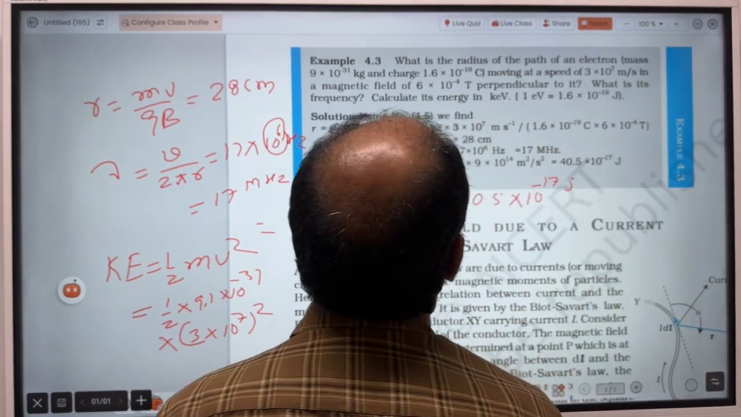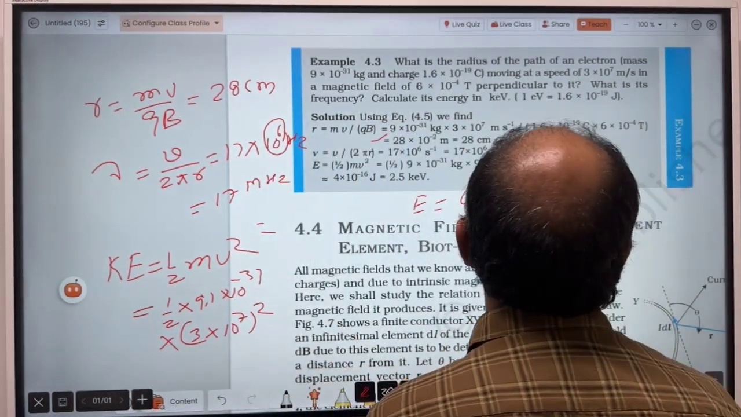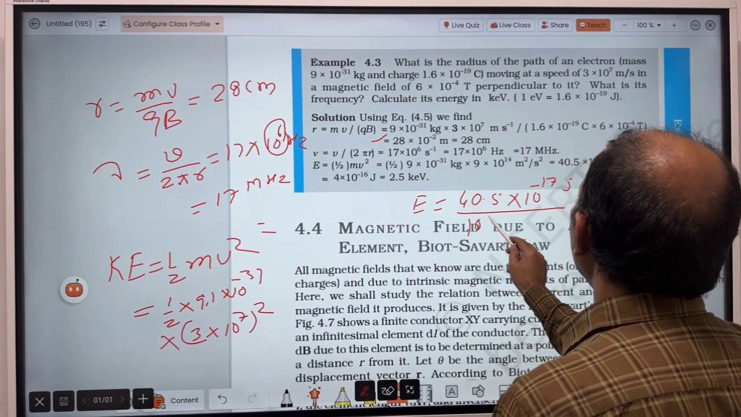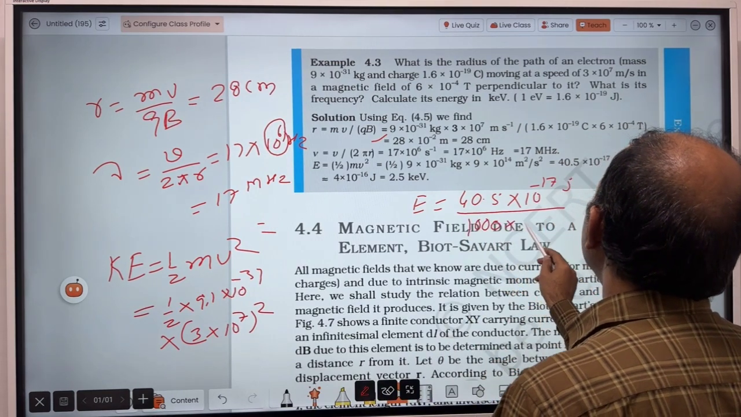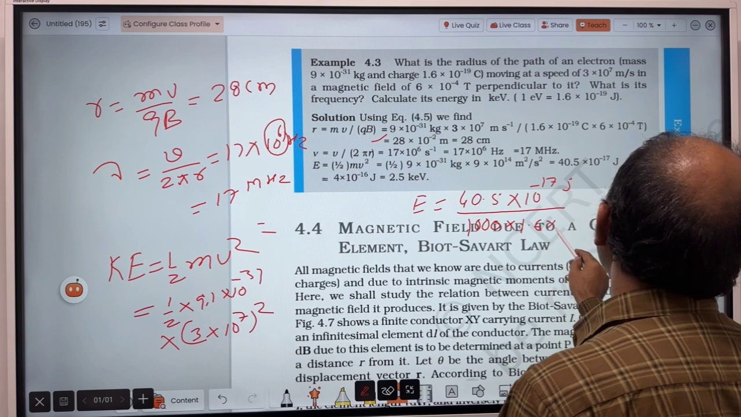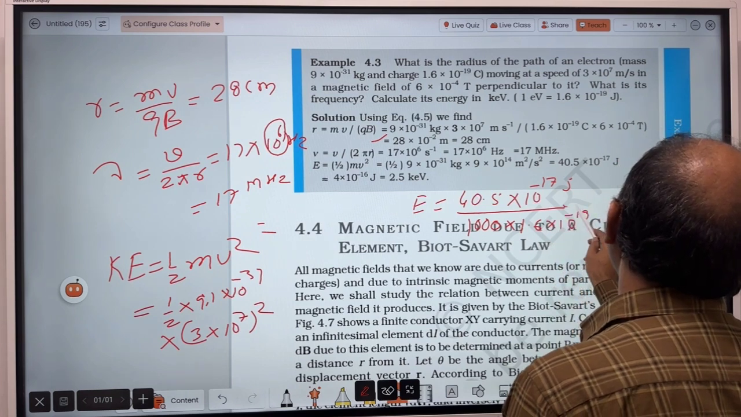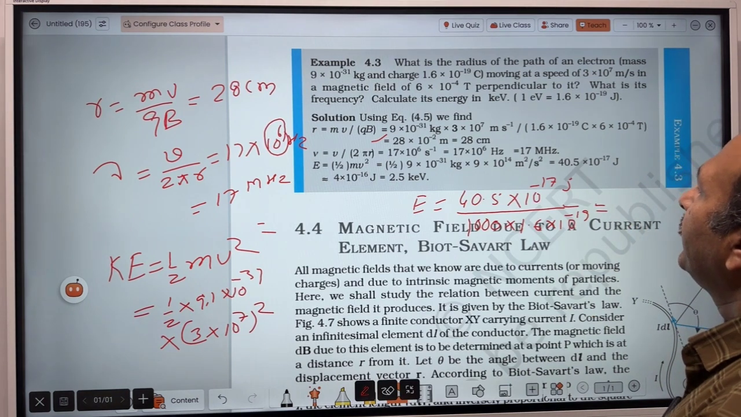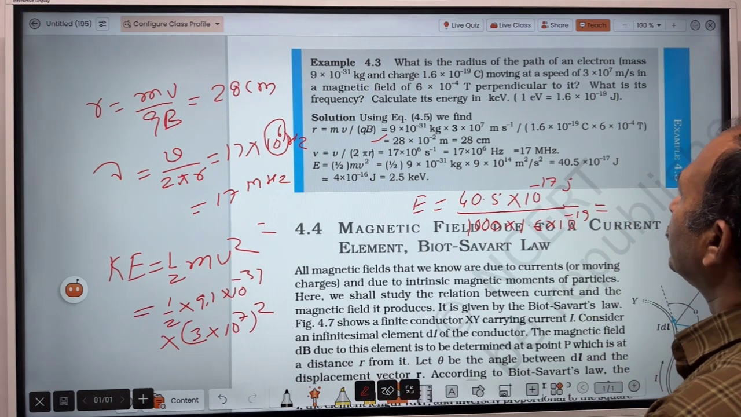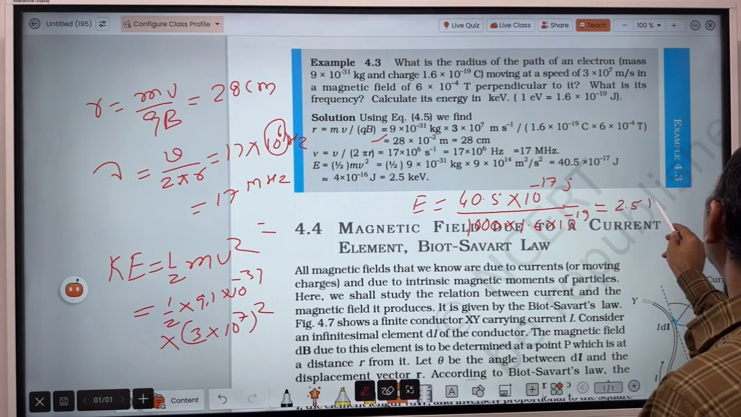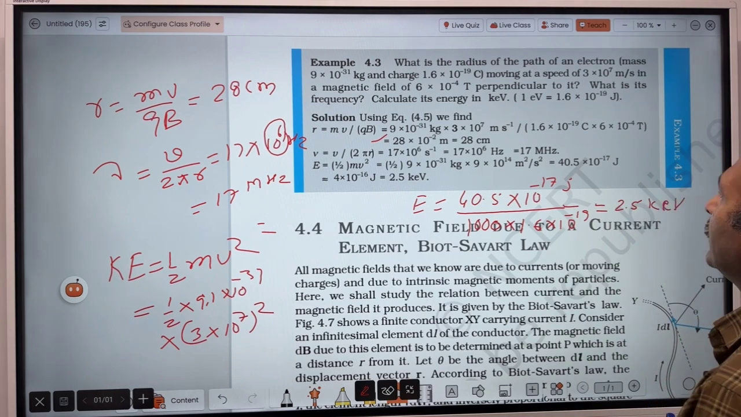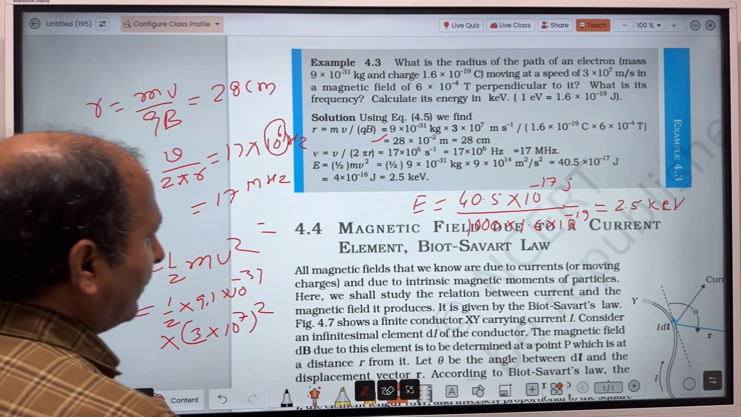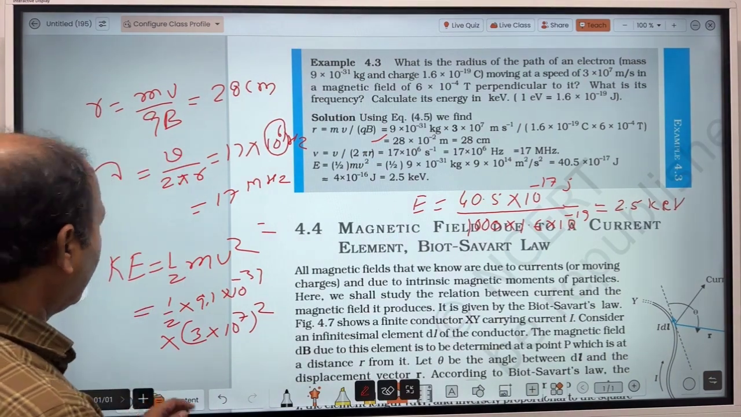And we have to convert it into kilo electron volt. So we can divide it by kilo electron volt. Kilo means 1000 and electron volt means electronic charge. We write here 1.6 into 10 power minus 19. And then we can simplify. So we will get around 2.5 kilo electron volt. So this is the answer. I think you have understood it fully.